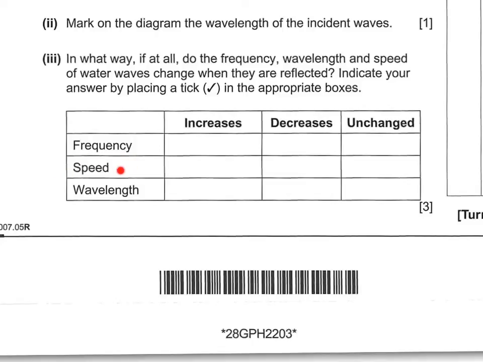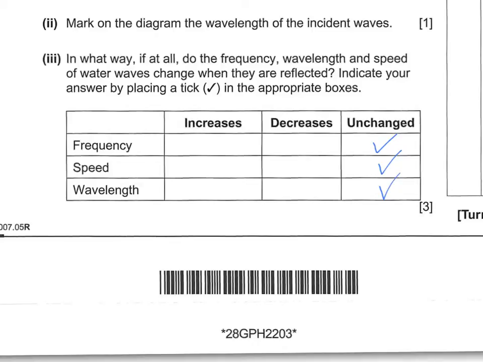Both incident and reflected waves are in the same medium, so their speed will be the same. And both incident and reflective waves, since frequency and speed are the same, will have the same wavelength. So the answer here is going to be unchanged, unchanged, unchanged. This is not what happens for refraction, but in this case we're dealing with reflection. Both waves are travelling in the same medium, and so everything stays the same. Frequency, speed and wavelength all stay the same.